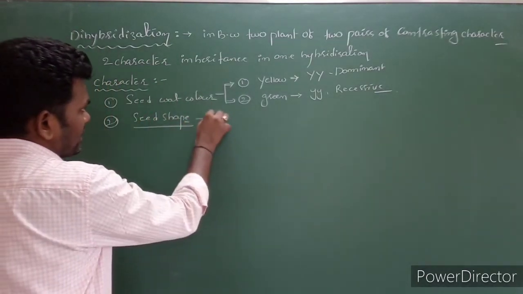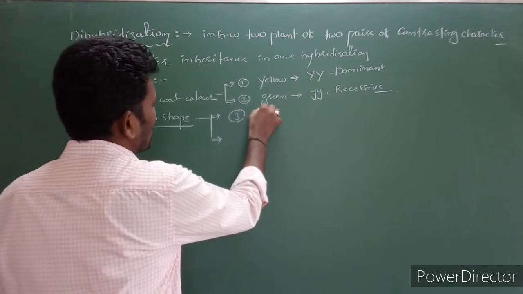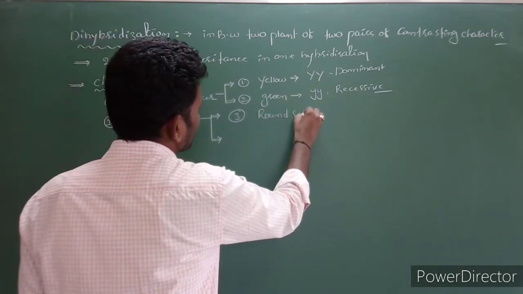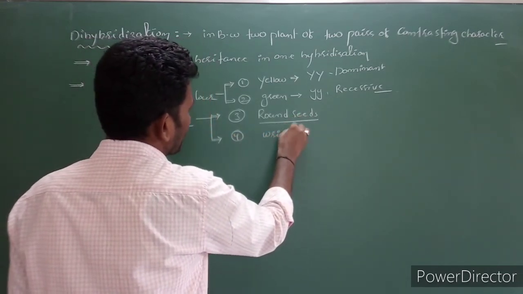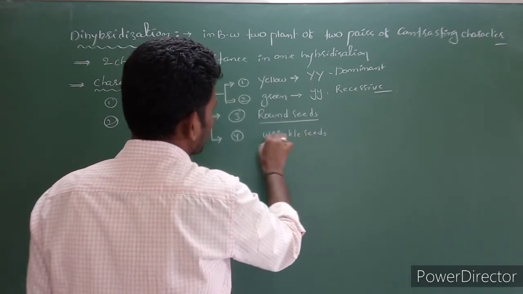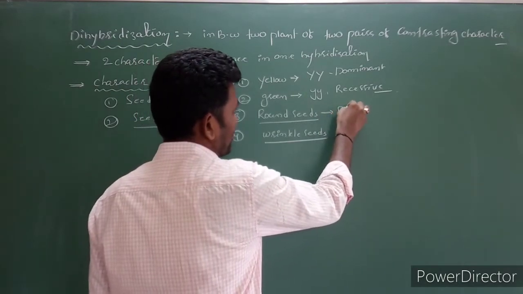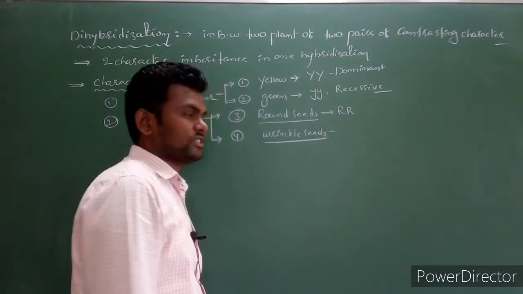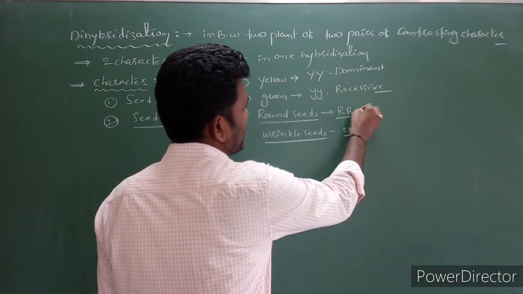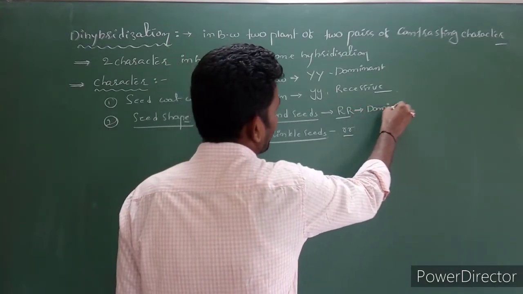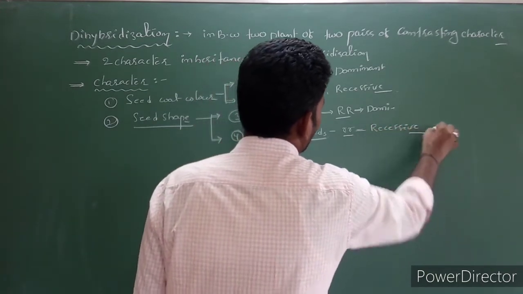Now, seed shape. Seed shape also contains one pair of opposite characters: round seeds and wrinkled seeds. The round seed genotype is capital R, and the wrinkled seed genotype is small r. Capital is dominant, and small is recessive, yes, a recessive character.